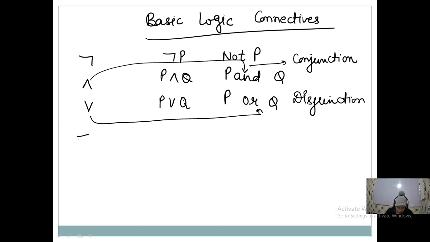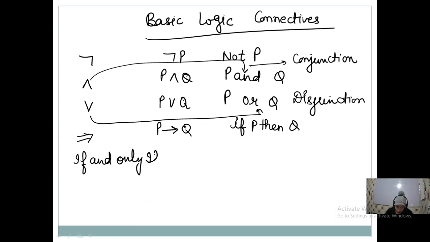Implication: this symbol represents implication, and it says that P implies Q. It means if P then Q. The next symbol is if and only if. When we say if and only if, we use this symbol, which is known as the biconditional symbol.